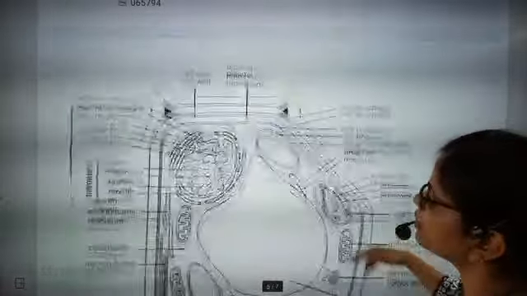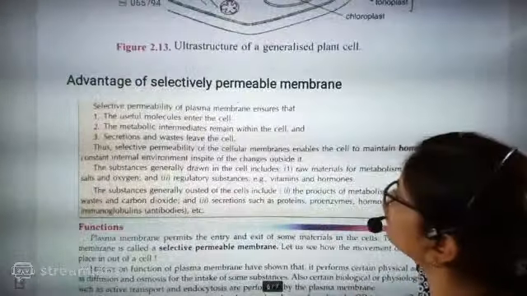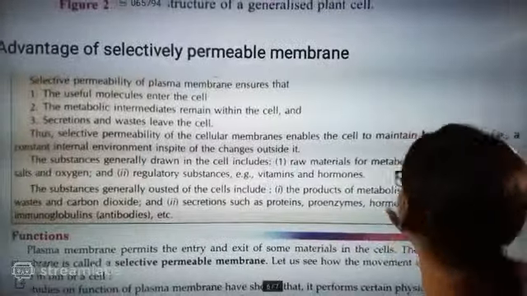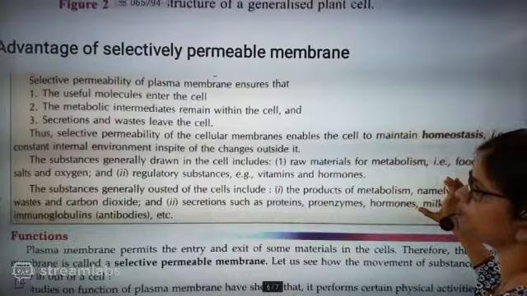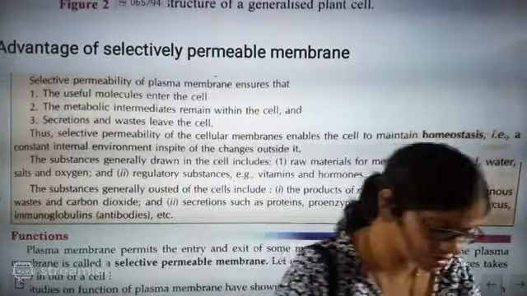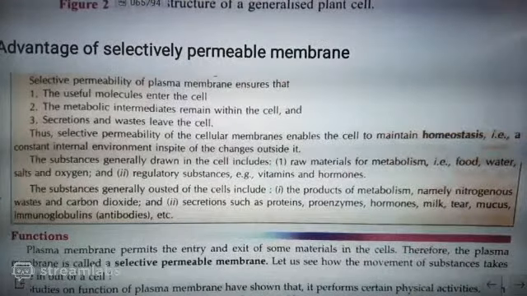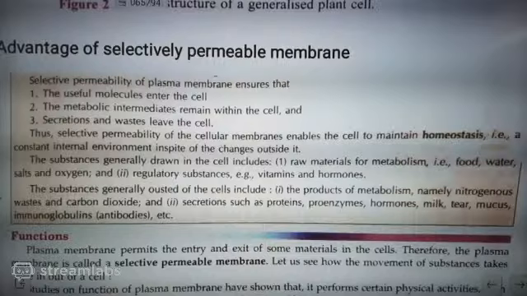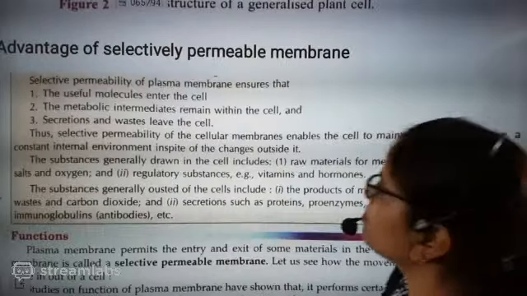Okay, now we are going to discuss some advantages of the selectively permeable membrane. 100% this should be there in your note. Advantage of the selectively permeable membrane. 100% this part should be there in your note, beta. That is the selectively permeable membrane, or plasma membrane.